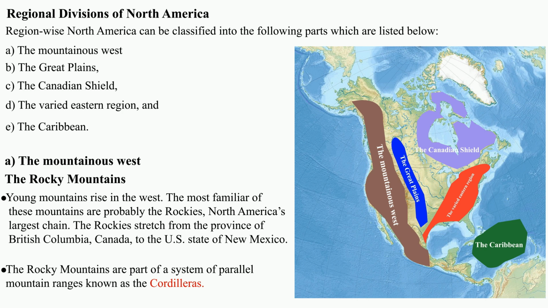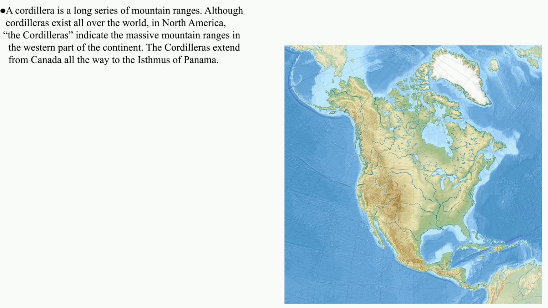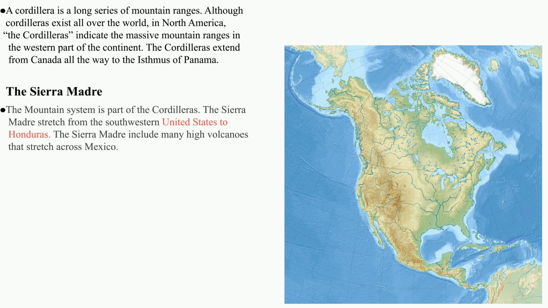Do you know what a Cordillera is? A Cordillera is a long series of mountain ranges. So the Sierra Madre mountain system is part of the Cordillera. The Sierra Madre stretches from the southwestern United States to Honduras. The Sierra Madre includes many high volcanoes that stretch across Mexico.